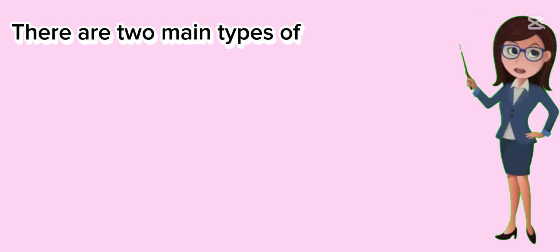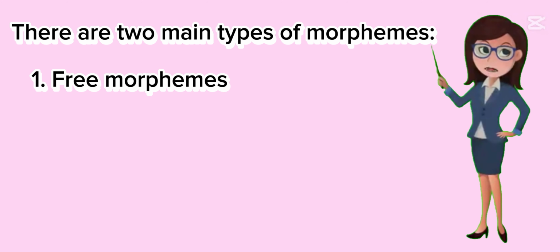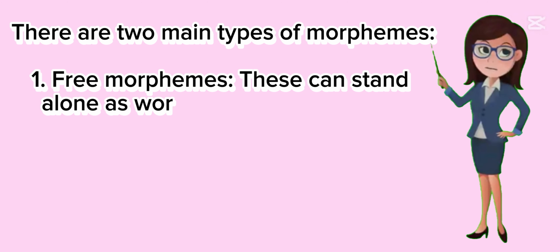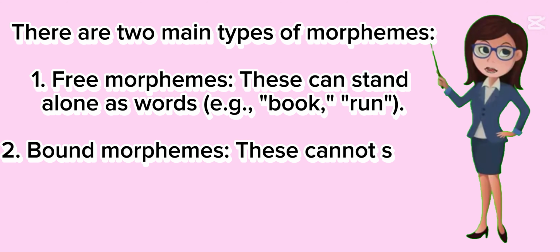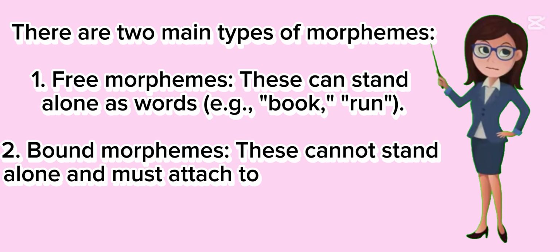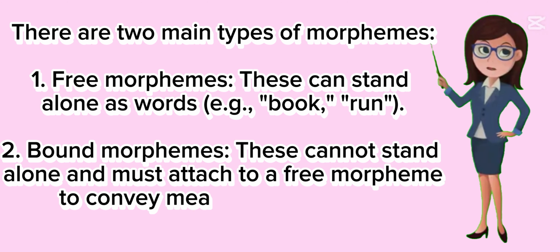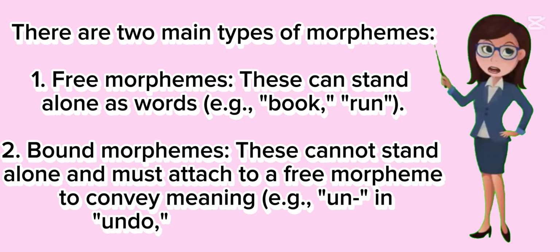There are two main types of morphemes. 1. Free morphemes. These can stand alone as words, for example, book, run. 2. Bound morphemes. These cannot stand alone and must attach to a free morpheme to convey meaning, for example, un- in undo, -ed in walked.